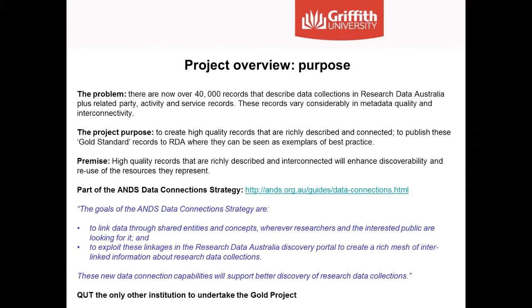So this project was initiated to address a problem. And the problem was there are now over 40,000 records that describe data collections in Research Data Australia, plus their related party, activity and service records. And these records vary considerably in metadata quality and in their interconnectivity. So the purpose of the project was to create high quality records that are richly described and connected, and to publish these gold standard records to RDA, where they can be seen as exemplars of best practice.